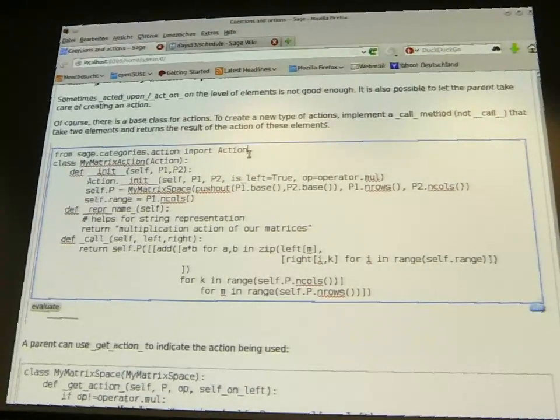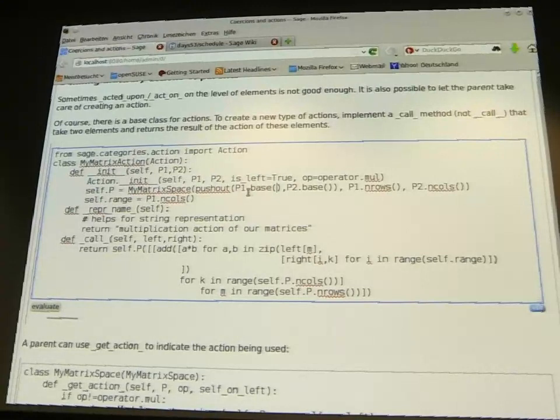We will use an action for multiplication of rectangular matrices. Before, we were able to multiply square matrices because they are within one ring, but now we have matrices that belong to different parents, namely 2x4 matrices and 4x2 matrices, which is different. So how to define an action? One should tell whether the thing that acts is on the left side or on the right side, and what operator it should be for. We want it to belong to the multiplication operator. It's also possible to say we want this to work for the addition operator, or exponentiation, or whatever.